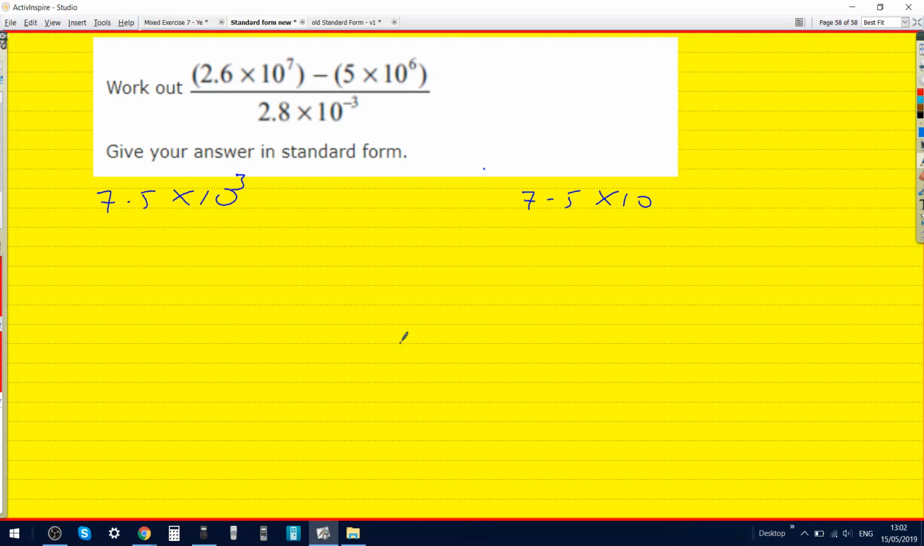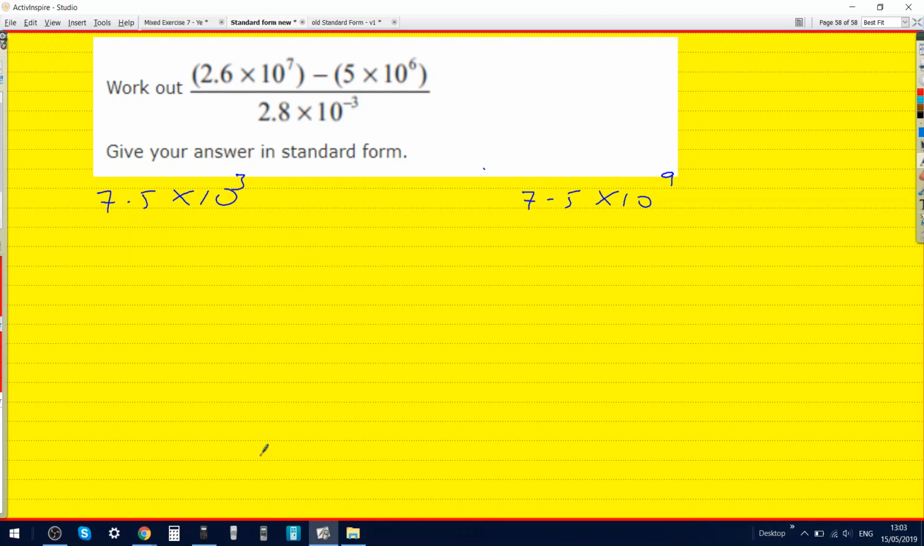Let's bracket. Divide by 2.8 times 10, minus 3. So the answer I have is 4.642857143 times 10 to the power of 10. No, I've done something wrong there, haven't I? It should still be 7.5.